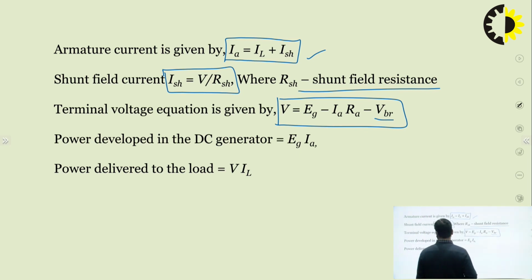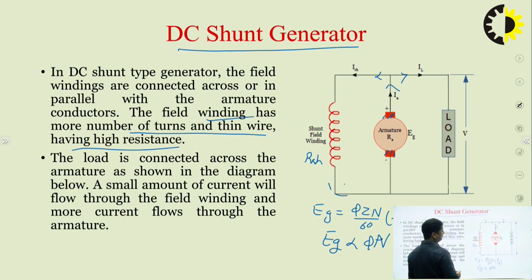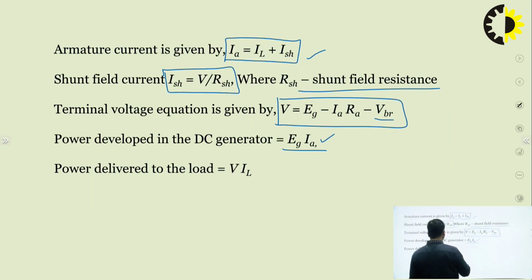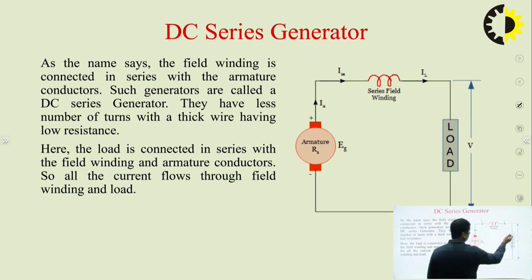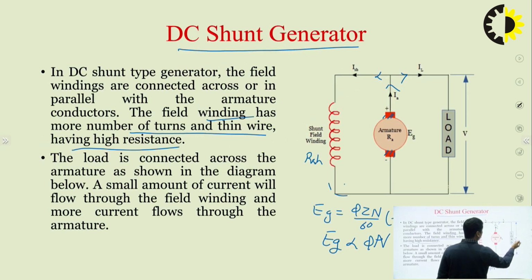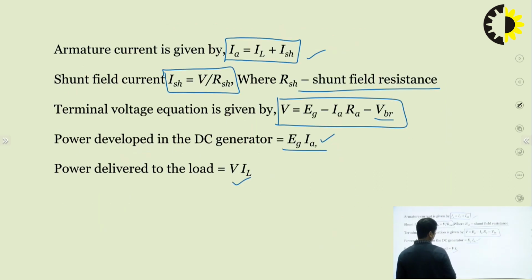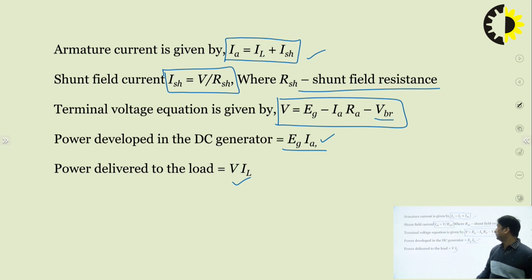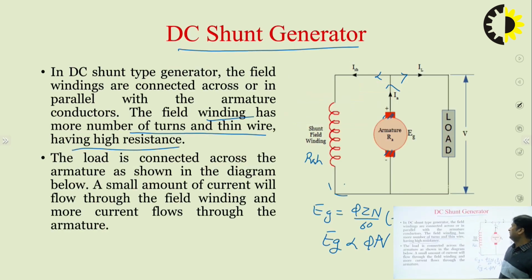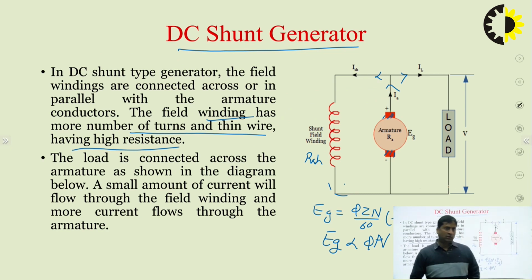Similarly, we can calculate the power developed in the generator. In the armature, the voltage induced is EG and the current is IA, so EG into IA is the power developed. The power delivered to the load is the load voltage V and the current IL, so it will be V into IL. So this is the voltage equation as far as the DC shunt generator is concerned.